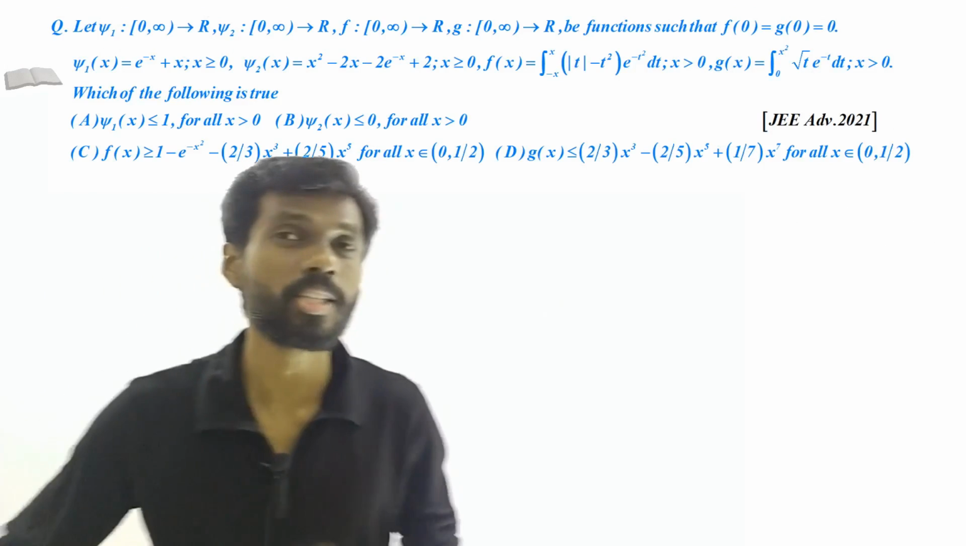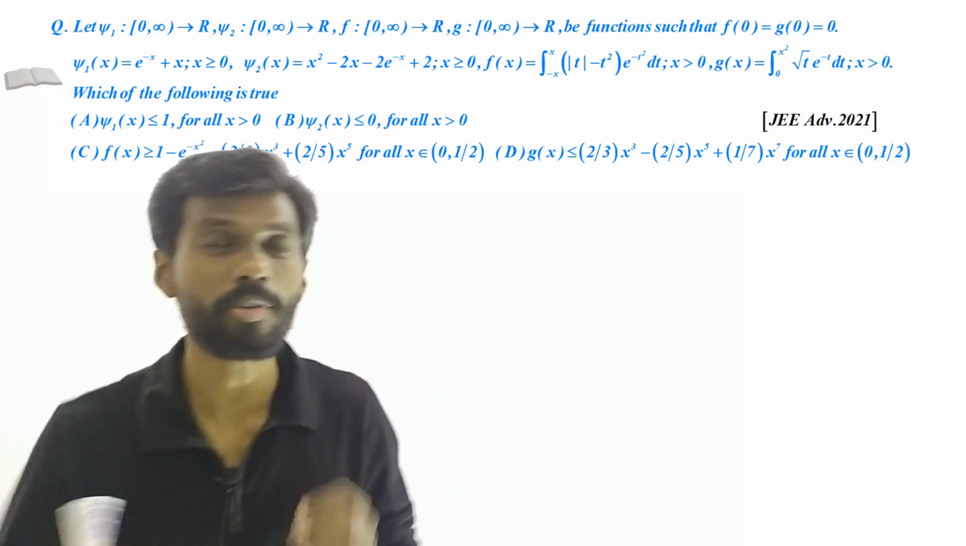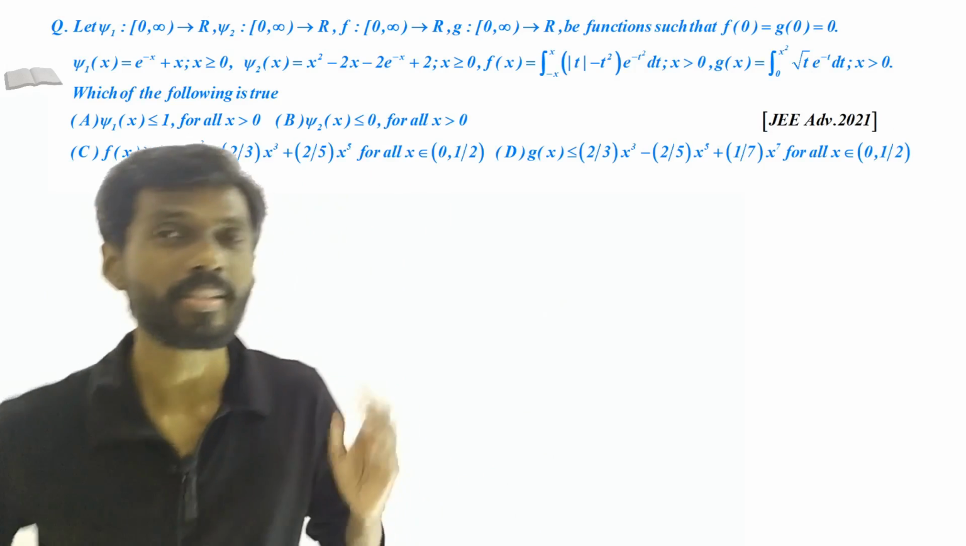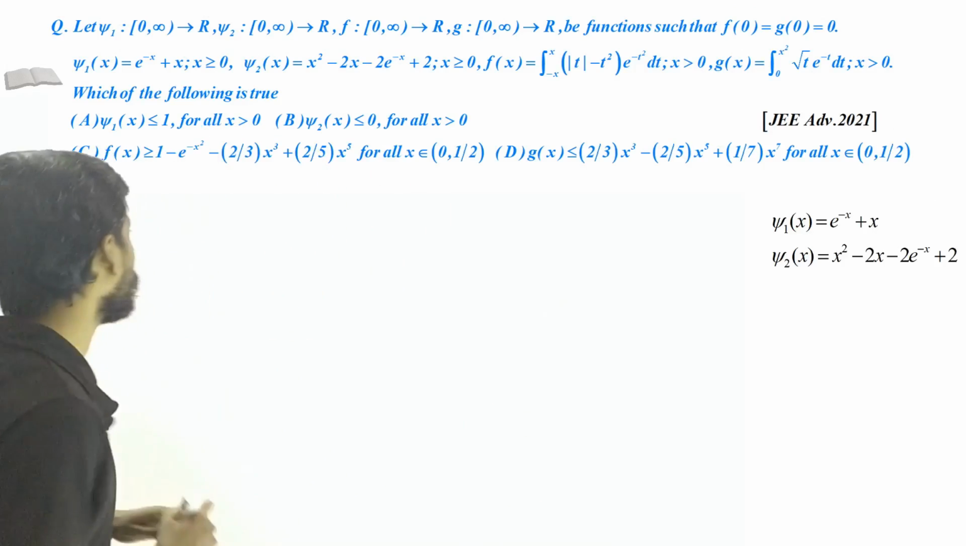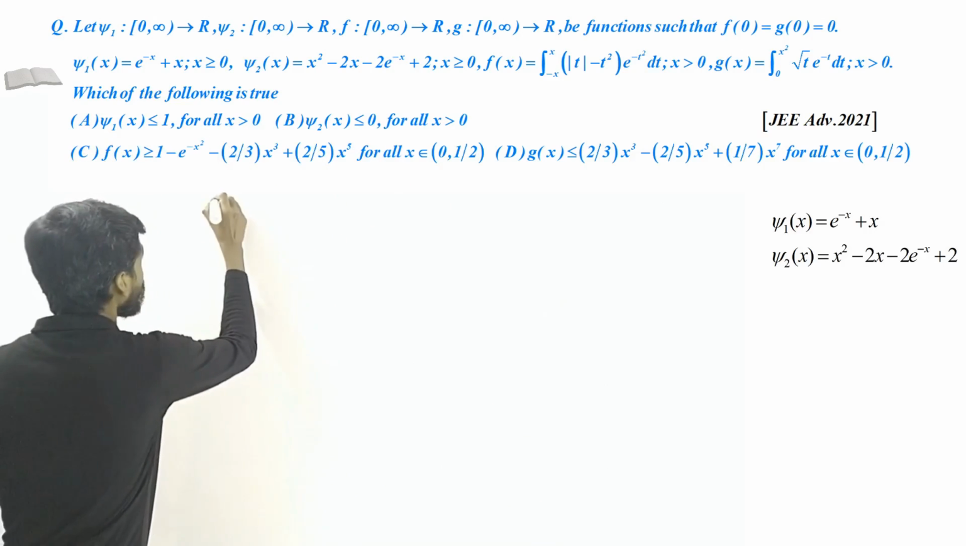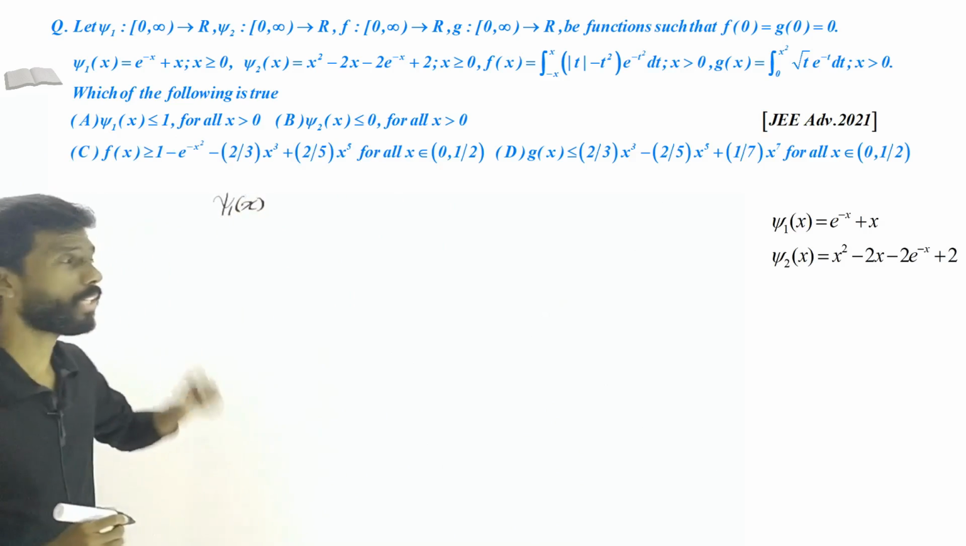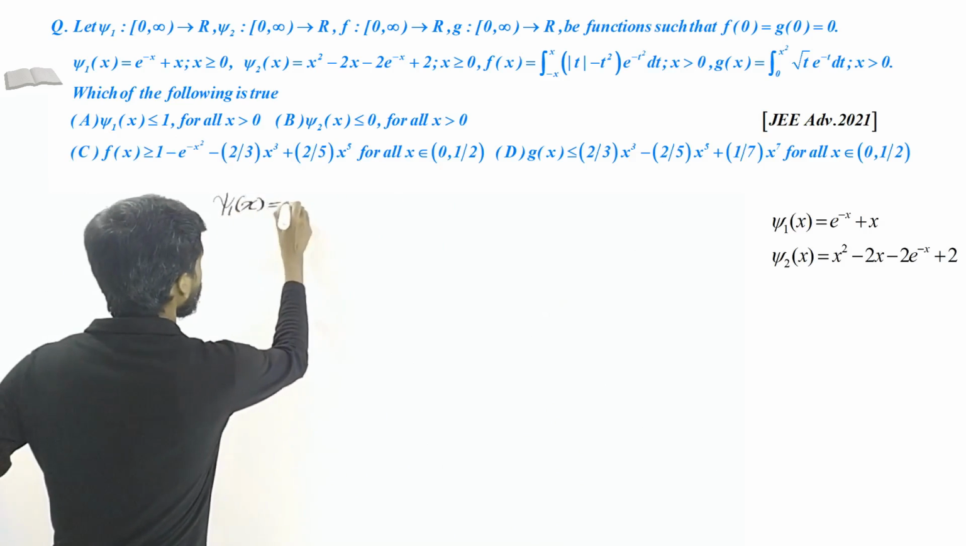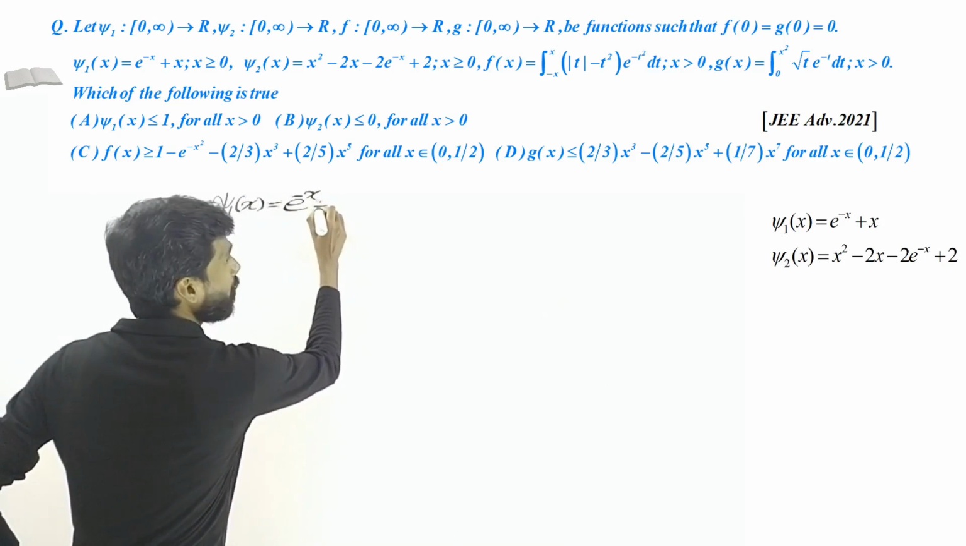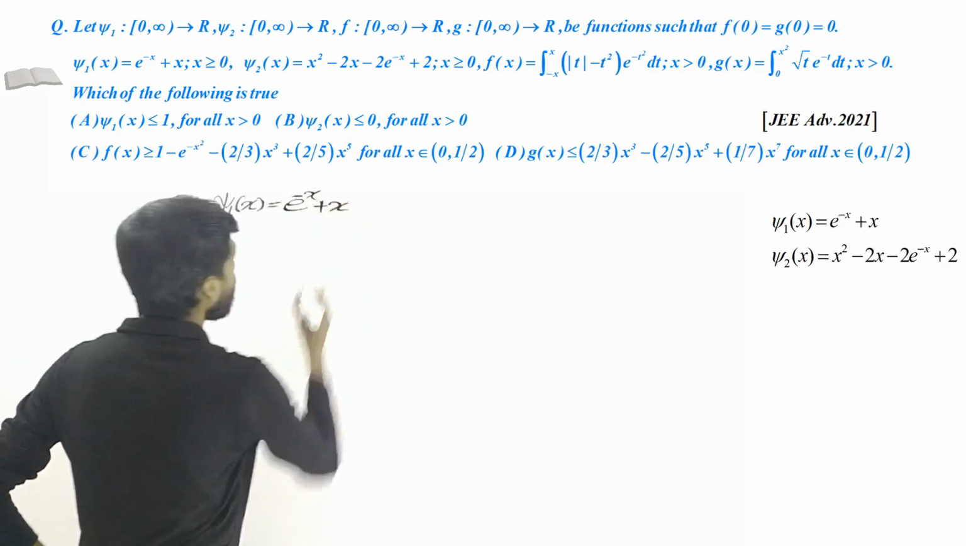This question is the continuation of the last paragraph question. We have to find some conditions satisfied by the functions psi 1 and psi 2. The first option given here is psi 1 of x is always less than or equal to 1. Is it true? What is psi 1 of x? That is e to the power minus x plus x. Is it always less than or equal to 1?